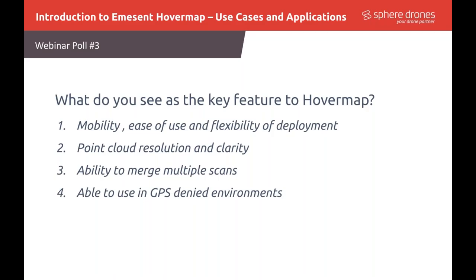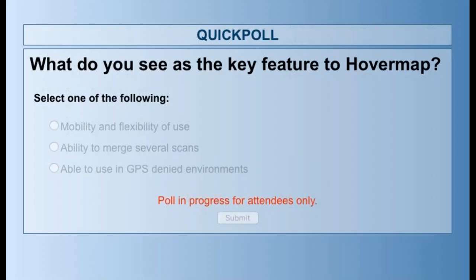But before we do get to the questions themselves, I just wanted to run a couple more polls that relate to the Hovermap. So the first poll here is, what do you see as the key feature to Hovermap? The first one is mobility, ease of use, flexibility. The second one is point cloud, resolution, clarity, ability to merge multiple scans. And the fourth and last one there is able to use within GPS denied environments. So I'm just going to launch that poll.